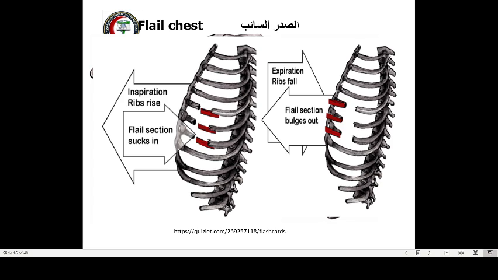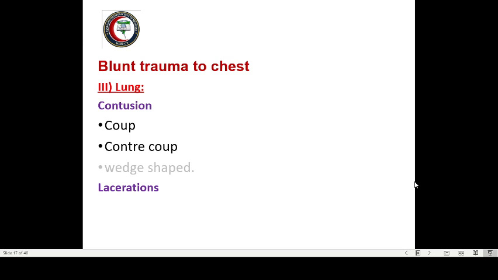So you notice that the broken segments act on the reverse, or on the contrary, of the rest of the thoracic cage. When the thoracic cage is expanded, they are inwards. When the thoracic cage is inward, they are outwards. We call this paradoxical respiration, and it is very characteristic of the condition of flail chest.